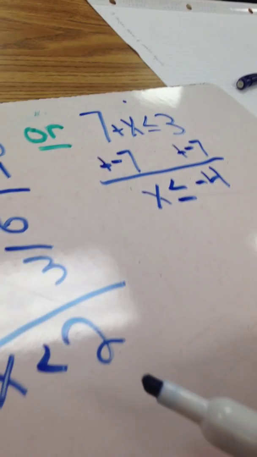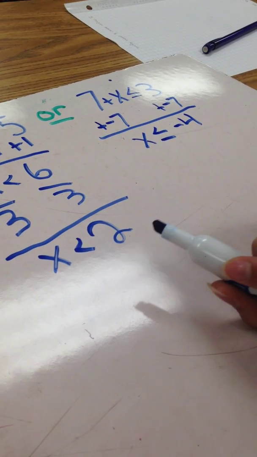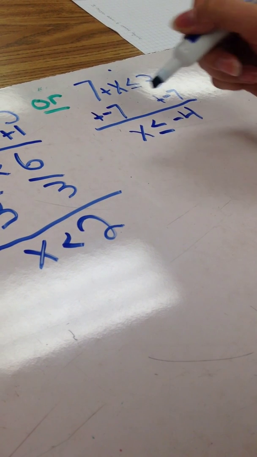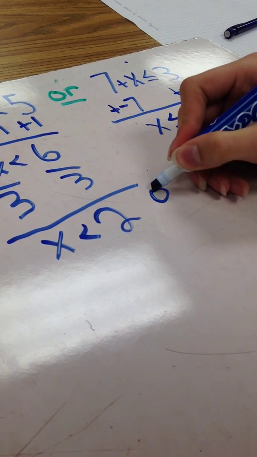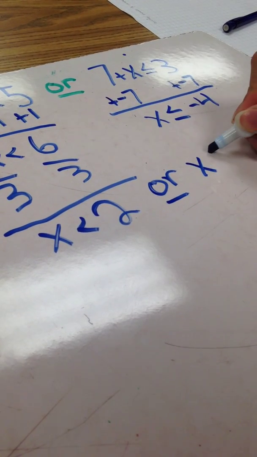Now, just for our sake of looking easier, we're going to put this equation answer and this one next to each other. So we're going to bring down this "or," and we're going to bring down this equation just so they're next to each other.